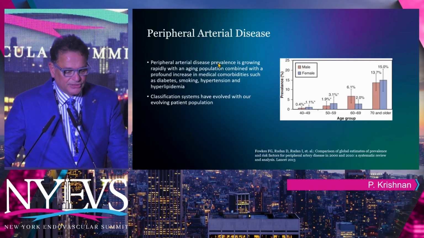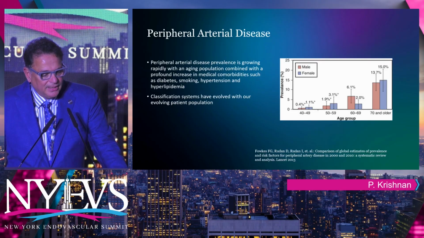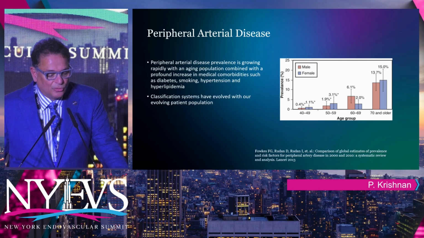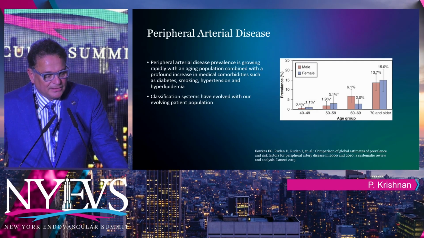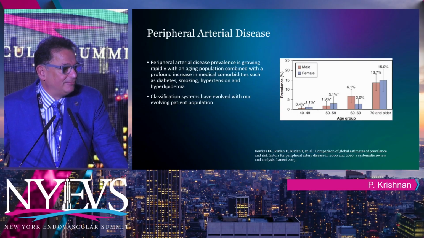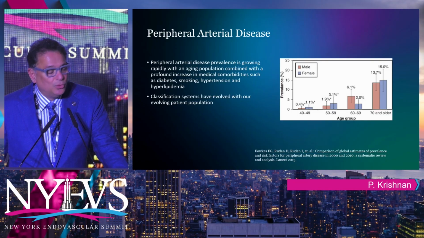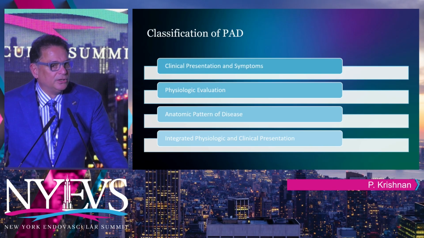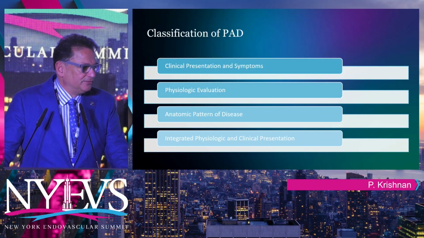As you know, peripheral arterial disease, we're here because it's growing rapidly with an aging population, right? And a lot of these patients have profound medical comorbidities, such as diabetes, hypertension, hyperlipidemia. But classification systems have evolved, just like our patient population has evolved in terms of who we're treating with CLTI, right? So when you look at a classification system for PAD, you want to take into consideration a few things.